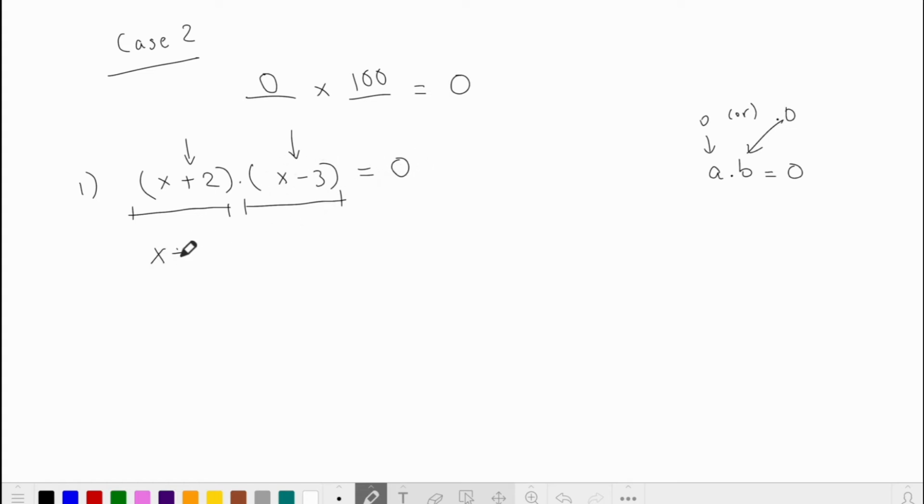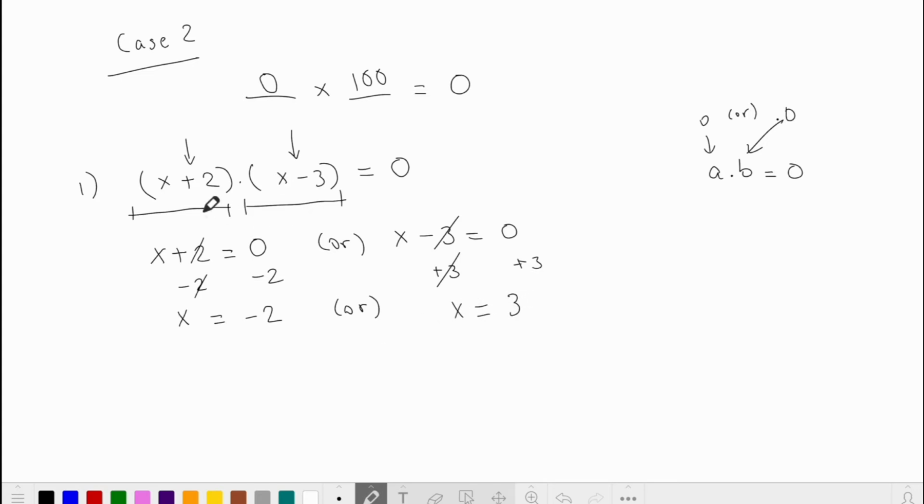Let's solve it separately. x plus 2 has to be 0, or x minus 3 has to be equal to 0. So let's solve for the value of x. In this case, we subtract 2 from both sides, so the 2 cancels out, and the result is negative 2. Or in this case, we add 3 to both sides in order to cancel negative 3 and leave x alone on the left hand side. So negative 3 plus 3 cancel out, and the answer is x is equal to positive 3.